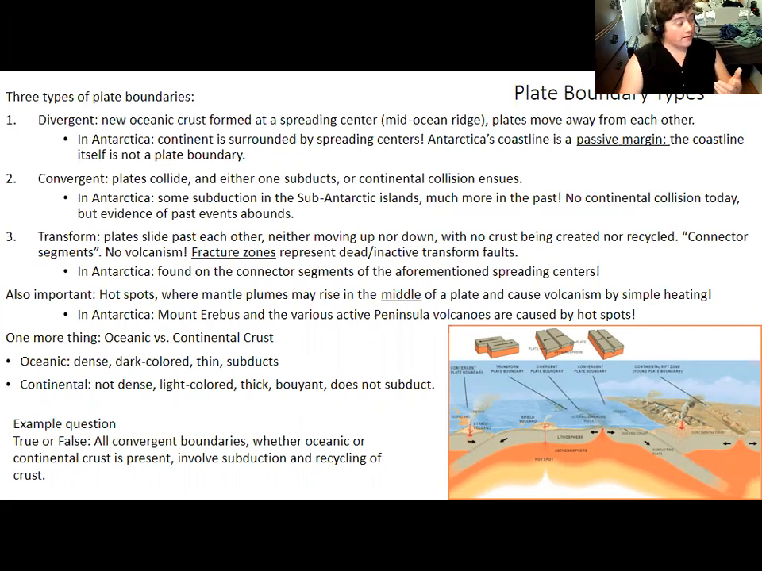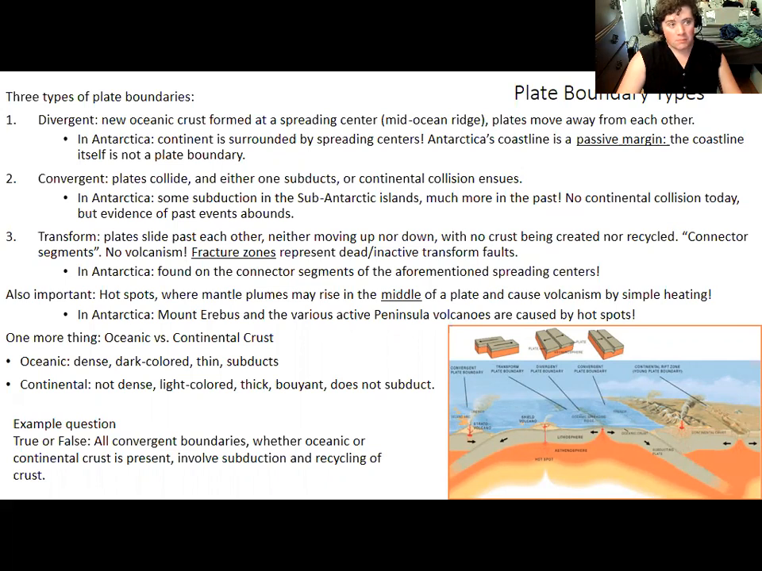And indeed, it is false, because you sometimes have two continental plates colliding, and that produces mountain building. The plates don't go down, they go up. The crust literally gets thicker and forms mountains like the Himalaya, or like mountains produced during past orogenies in Antarctica.